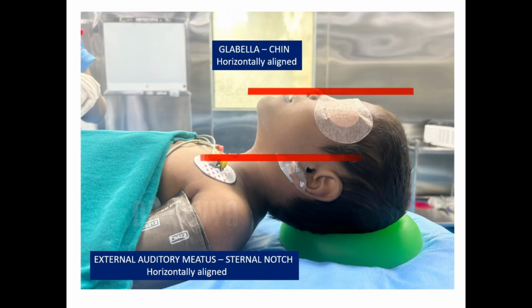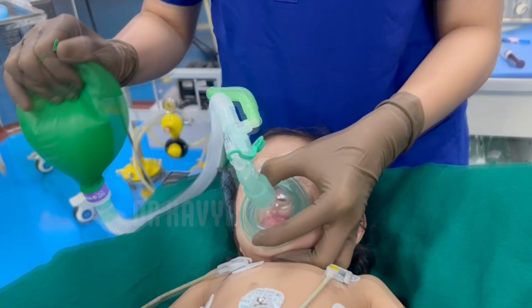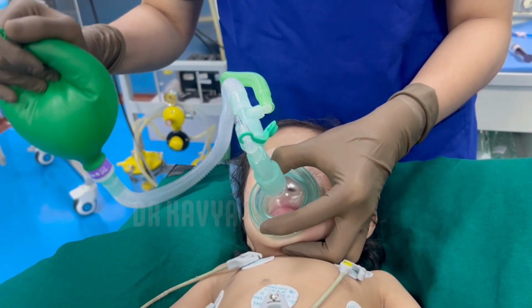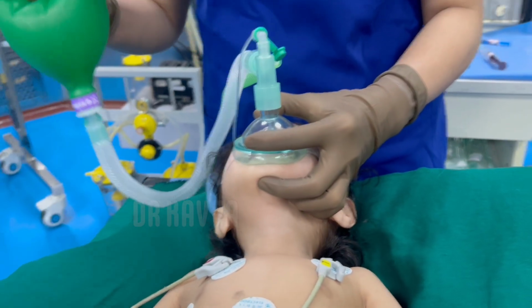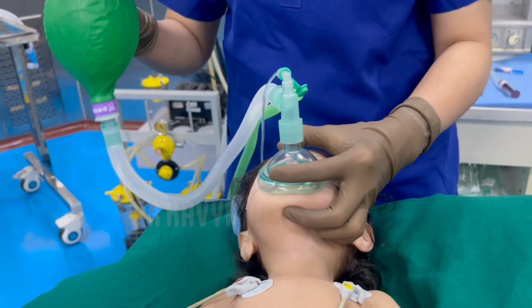In an older child, keeping a small headrest would bring the plane horizontally aligned and open the airway. Never ventilate with the neck in flexion during mask ventilation. Appropriate neck extension facilitates mask ventilation.